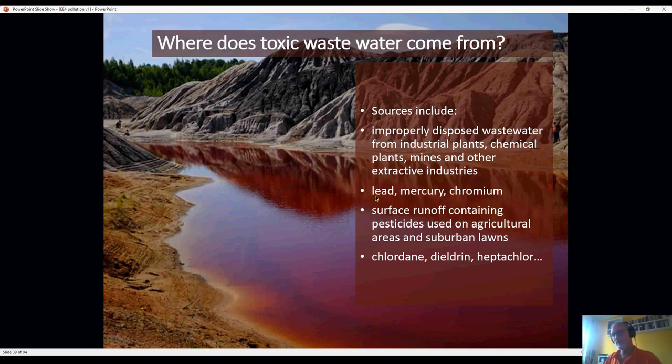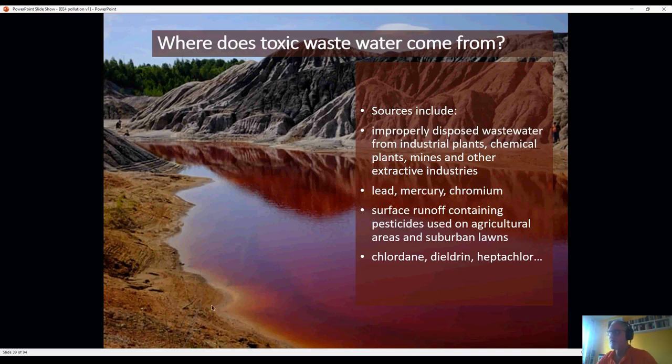Mercury is quite often a side product of lead mining and zinc mining. Zinc, a metal which is obviously useful in its own right. Chromium, again, is one of those metals which you will have seen. You probably have it in your house. It's also used in steel making to make stronger steel.